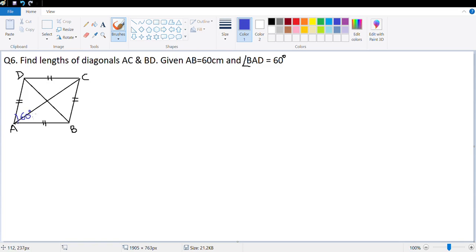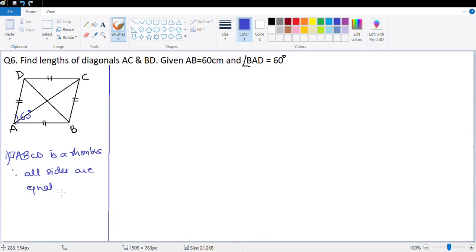Now all four sides are equal, which means this is a rhombus that we are looking at. So let's apply some certain properties of rhombus, because to apply any trigonometrical ratios I need to look at a right angle triangle. Quadrilateral ABCD is a rhombus since all sides are equal. Perfect. So this is a rhombus. Next, let them intersect at point O.